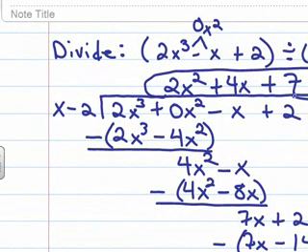Now in the next video I'm going to do this same problem using synthetic division.